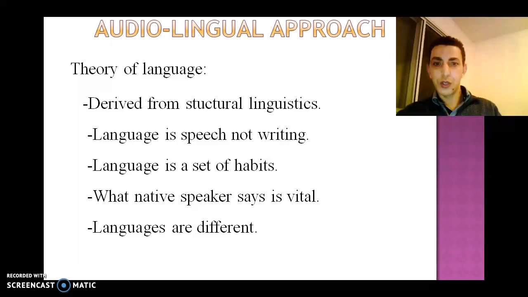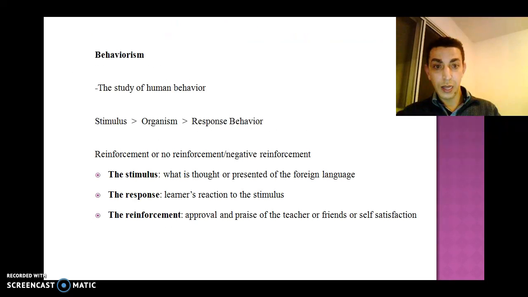And now the approach. What is the approach of the audiolingual method? As you can see here, it's based on a theory of language, which means that language, as I have just mentioned, is structural linguistics, and language according to this method is just speech, and writing comes later. It's based on habits, and the native speaker is the source of the language. And of course, languages are different. That's why we've got systematic comparison between two different languages.